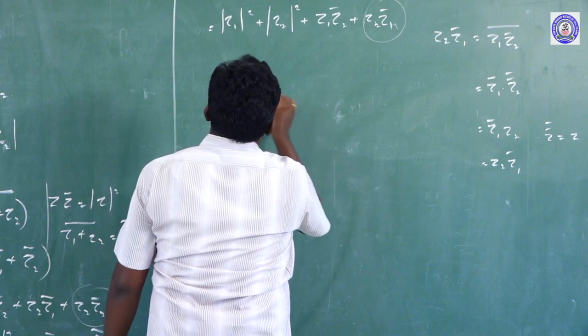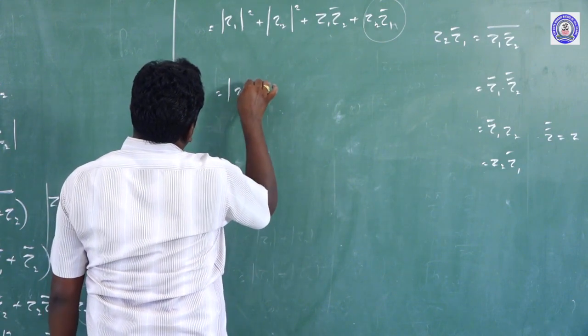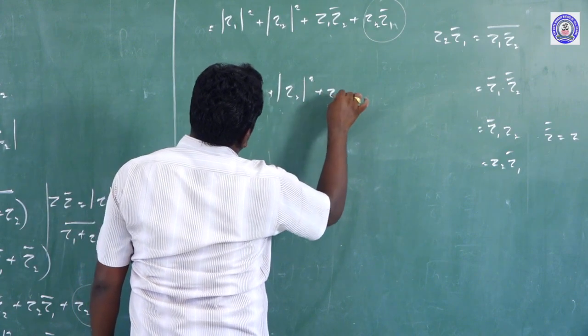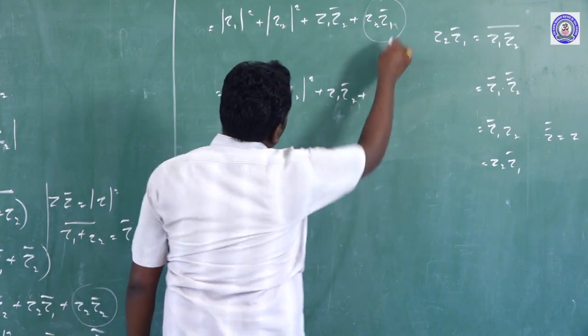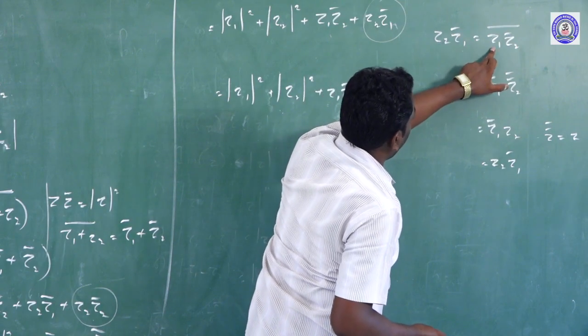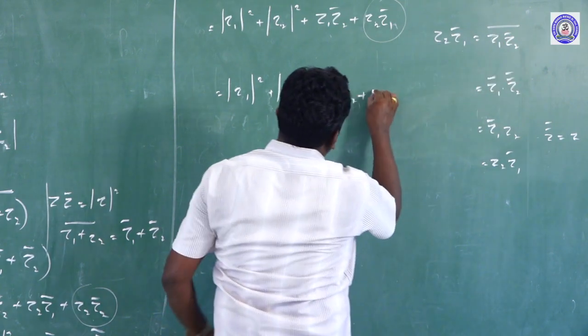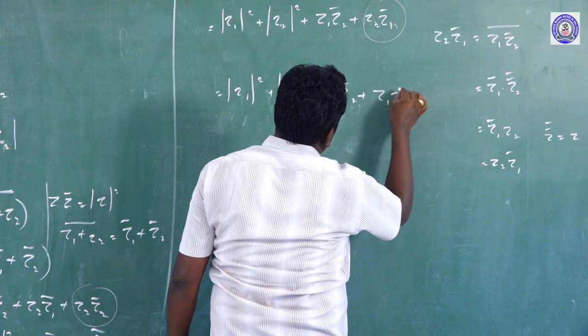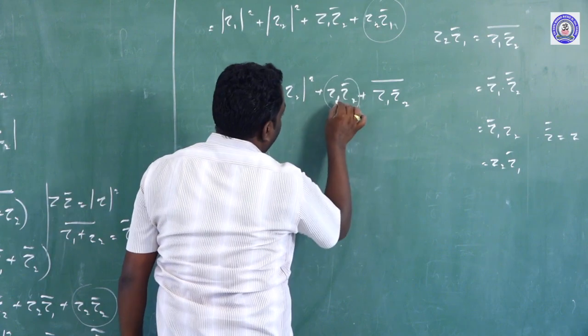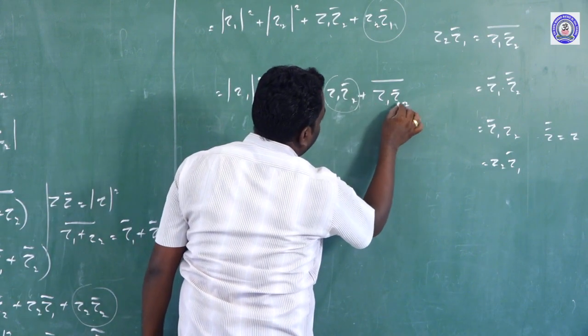Therefore, this equals modulus of z1 whole square plus modulus of z2 whole square plus z1 into z2 bar plus this one, z2 z1 bar, which we can write as z1 into z2 bar whole bar. Therefore, now here we obtain the same term, z1 z2 bar, z1 z2 bar.